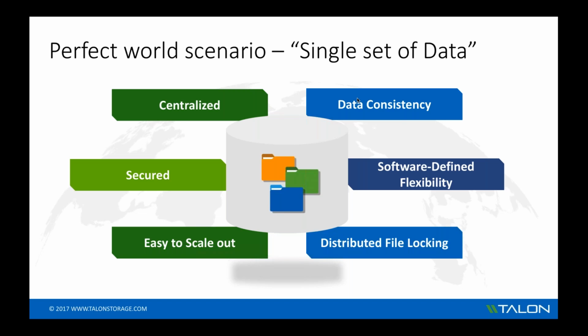And last but not least, we see a strong demand for distributed file locking, where you protect your data in a sense that if I'm making a change to a file from Amsterdam and Andrew is making a change from the US, I'm not able to overwrite someone else's changes, and I always work on an authoritative data set that is protected. So file locking is really important in those distributed environments when you're working on unstructured data. So that is what a perfect world scenario typically looks like.